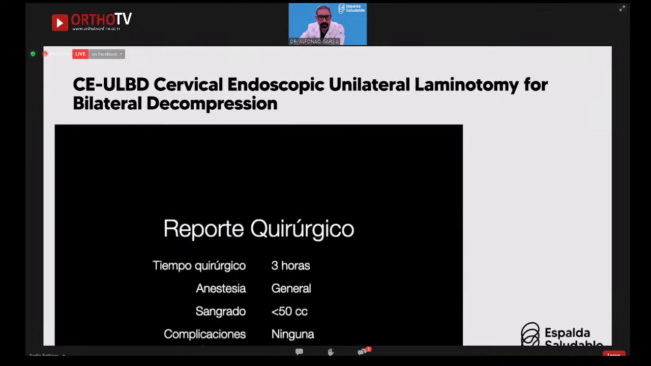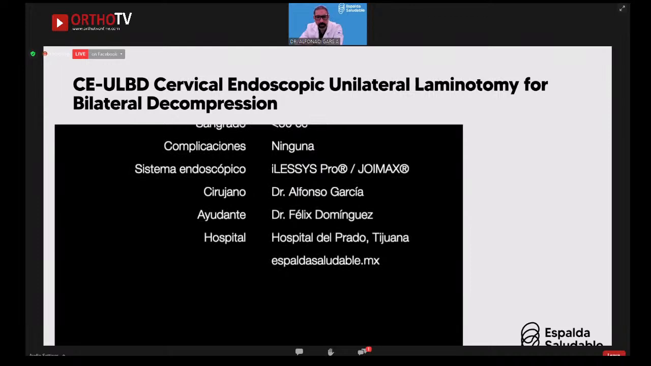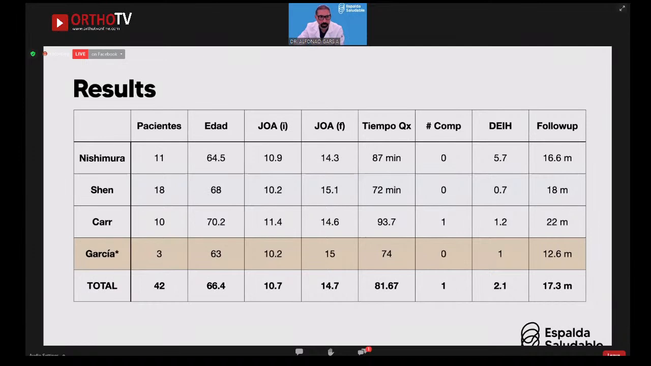Both sides and two-level decompression on bilateral took me 3 hours. Patient 3 months after surgery was moving his arms and was eating on his own. So very rapid result, good result. So I still don't have that many cases. Humbly, I compared my three cases to the rest of the cases published and have very similar results.